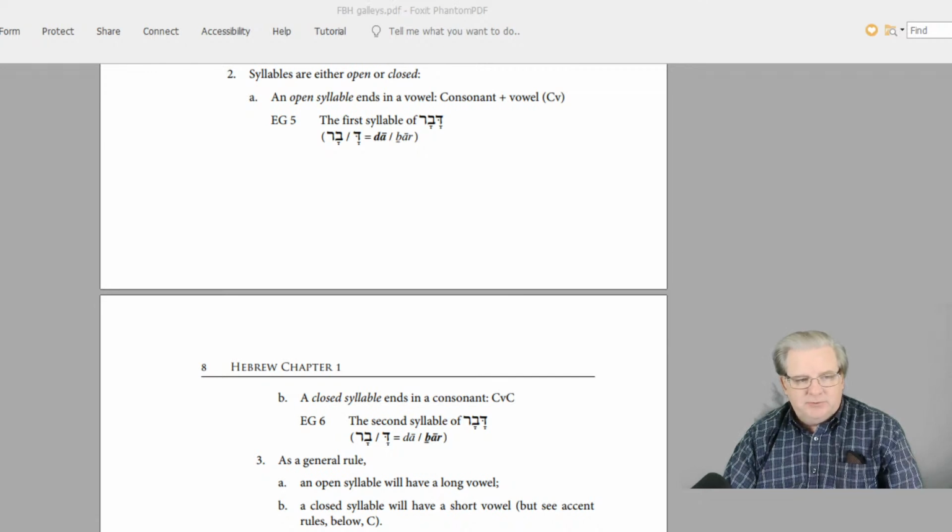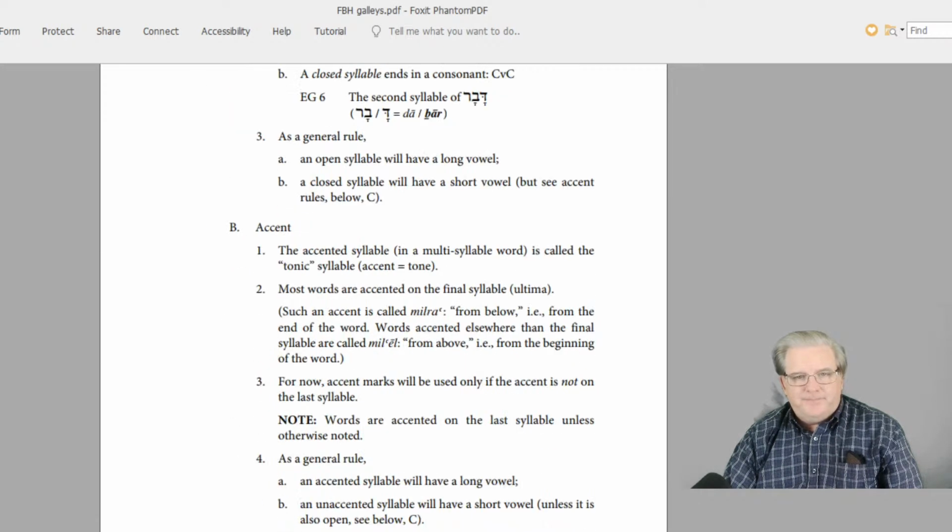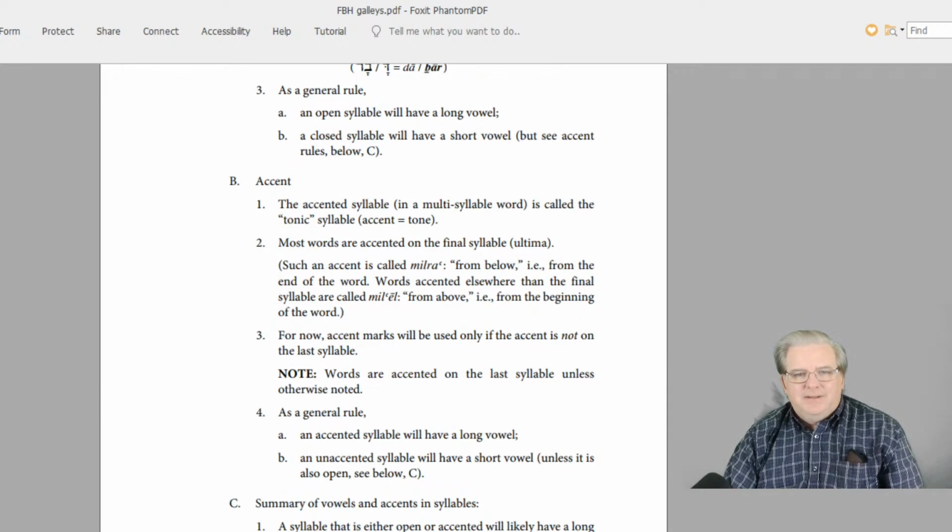As a general rule, an open syllable will have a long vowel. A closed syllable will have a short vowel, but see accent rules below C. Yes, but first we need to do B, and then we'll put it all together. Accent. The accented syllable in a multisyllable word is called the tonic syllable.